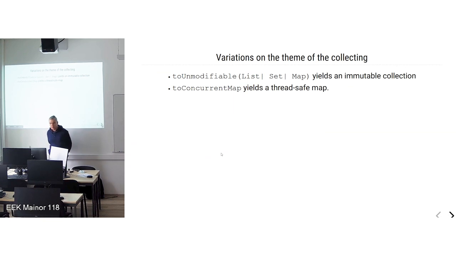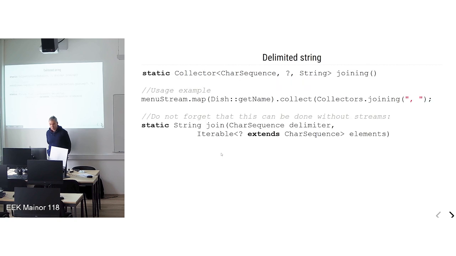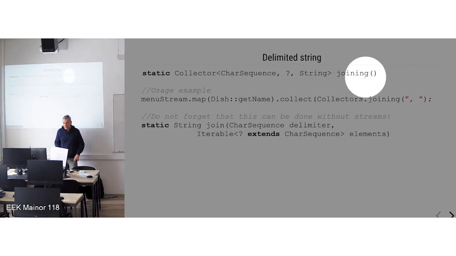You also can collect to unmodifiable list, set, map, to immutable list, and to concurrent map also. There is a very, very useful utility called Collectors.joining, because sometimes if you have a stream of persons, you will need a string where person names are just separated by comma, just like Vanya, Petya, Masha. So please don't write your own for loop for this. Often junior developers try to reinvent the wheel. So please use this joining collector.